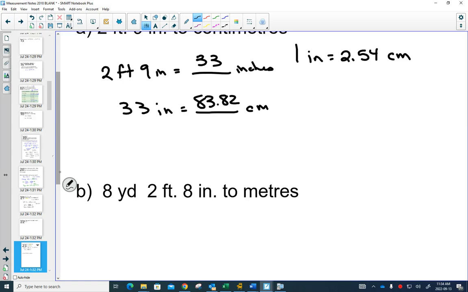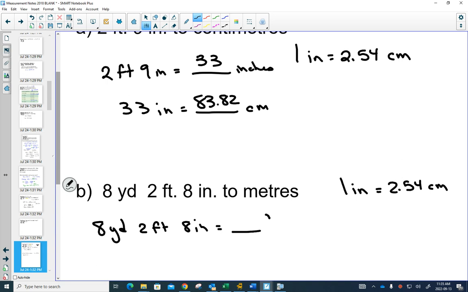Okay, we want an exact value. We have meters here. There's nothing for meters. So again, I would say I still want to use this one. It's my favorite one. 1 inch is 2.54 centimeters. So that means I need to change the 8 yards, 2 feet, 8 inches, just into inches. Maybe I first change it to feet and inches, and then finally change it into inches. Does that make sense? Because you could do it in steps.